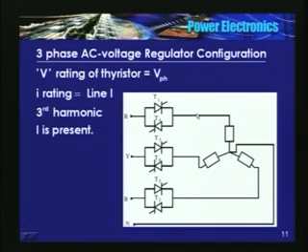Okay. So the voltage rating of each thyristor is the phase voltage, and the current rating is the line current that is flowing. Okay. Because it is a 3-phase 4-wire system, you will have a third harmonic current here.